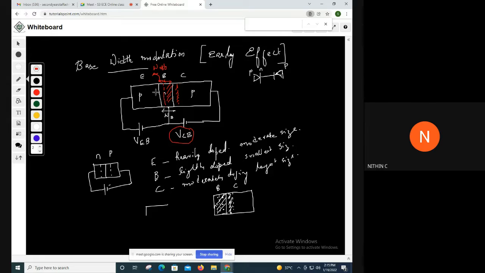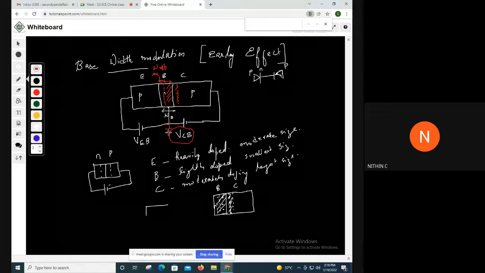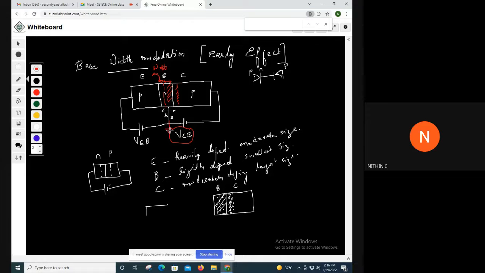So in effect, in short, what happened? We have decreased the width of the base. So that process is actually known as base width modulation. Is that clear? And the process of decreasing the width of the base or decreasing the effective width of the base by varying the VCB or collector base voltage is actually called base width modulation. Is that clear? Clear or no?